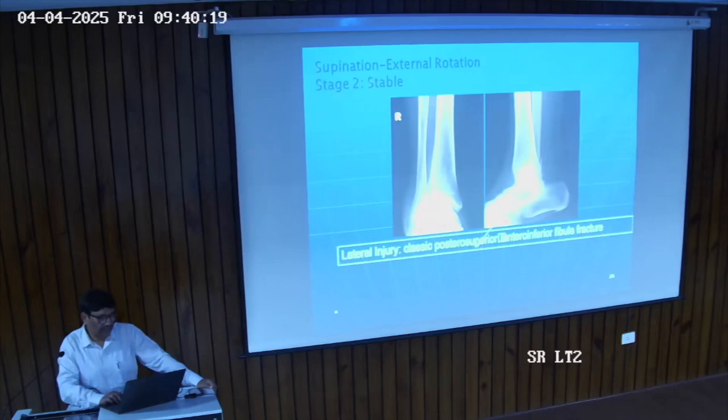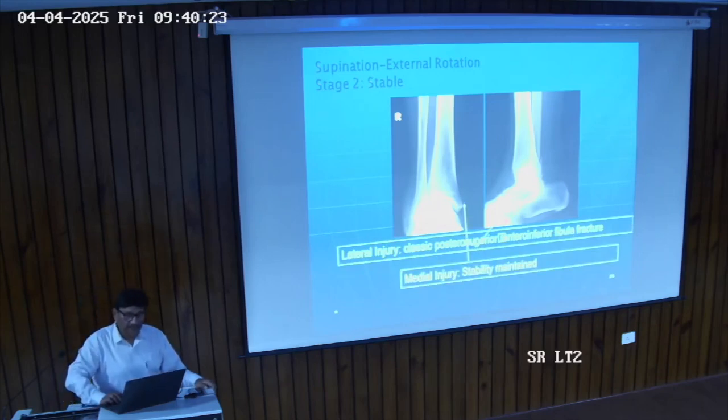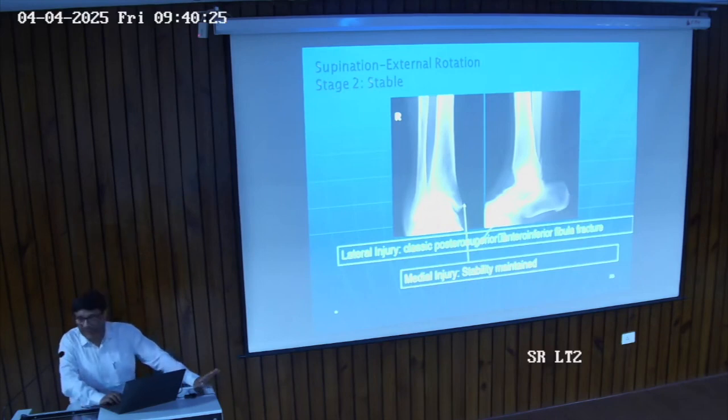It would be difficult to say whether it is a stage 2 injury or stage 4 injury. So there is lateral injury, classic, posterior superior to anterior inferior fibular fracture. Medial injury, in this case, even if we take the stress X-rays, if the medial joint distance is maintained at less than 4 mm, then there is no injury. But if there is more than 4 mm distance, then probably it would be stage 4. Here in the X-ray it is not showing any increase, so it is stage 2 injury.